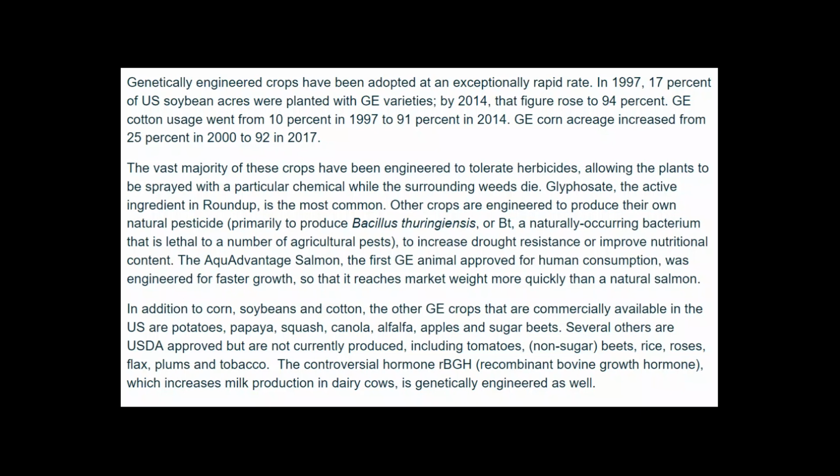The vast majority of these crops have been engineered to tolerate herbicides, and this is related, of course, to sustainable agriculture. So plants can be sprayed with a particular chemical while the surrounding weeds die. Glyphosate, the active ingredient in Roundup, is the most common.